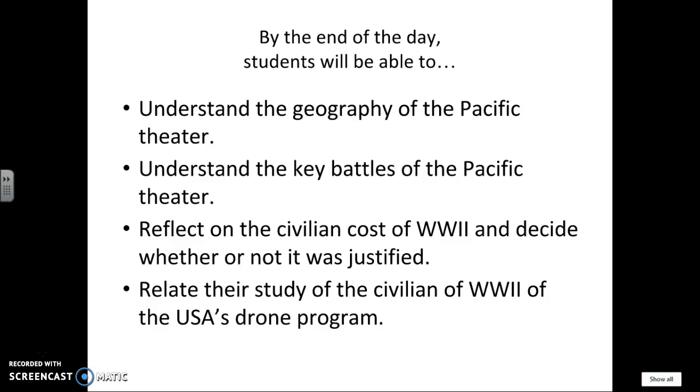By the end of the day, what you should be able to do is understand the geography of the Pacific Theater, understand key battles of the Pacific Theater. You're going to reflect on the civilian costs of World War II and decide whether or not it was justified, and then relate your study of the civilian cost of World War II to the United States drone program using an article that you're going to look at today.